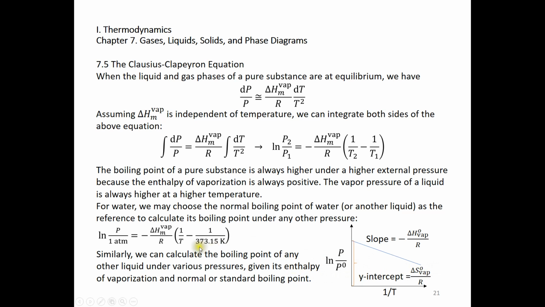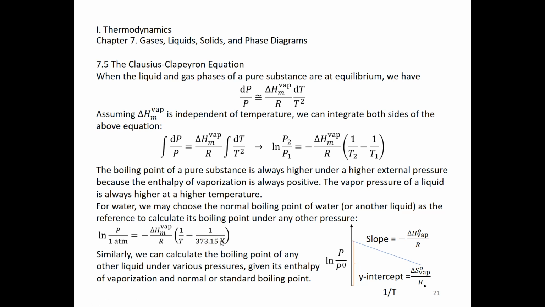Again, you just need a reference. Over here I'm using 1 atm and 100 degrees Celsius as the reference for pure water, but you can also use 1 bar over here and then the corresponding boiling point of water here. So what's the boiling point of water under 1 bar pressure?